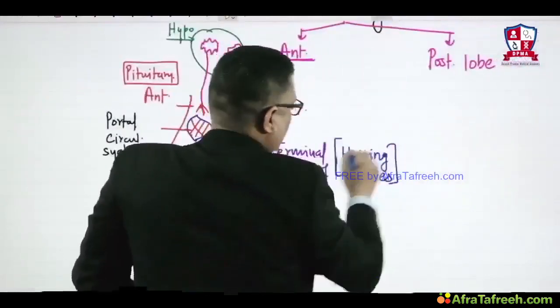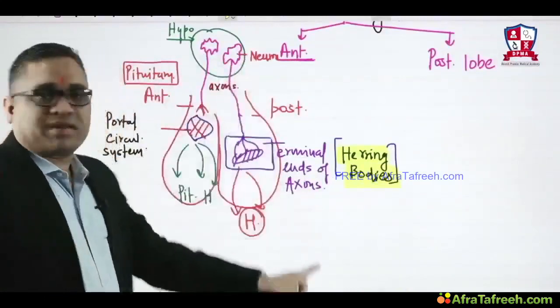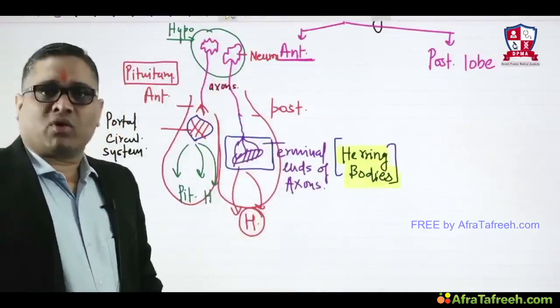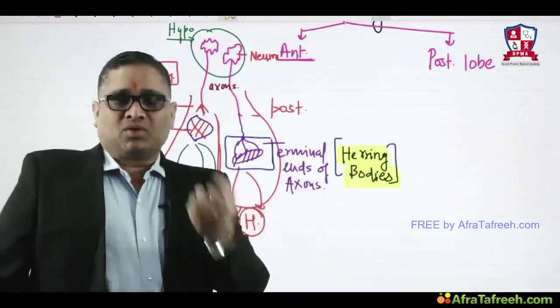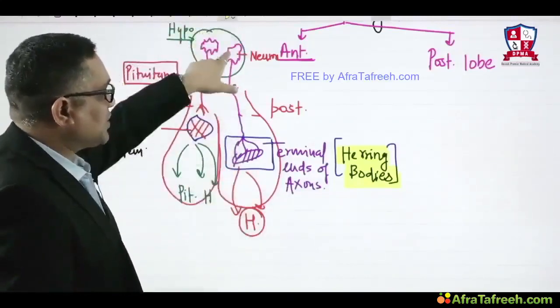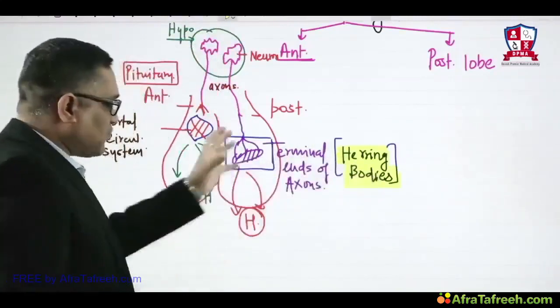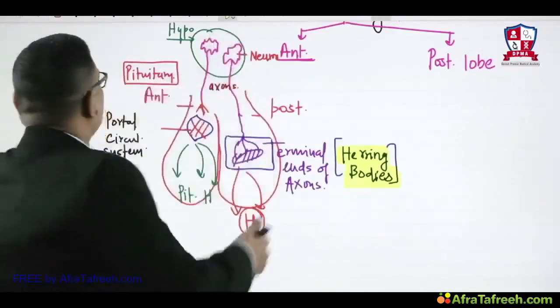Where will you see Herring bodies? In the posterior pituitary. What are Herring bodies? These are the terminal ends of the neurons, the terminal ends of the hypothalamic neuron. You can see hypothalamic neuron terminal ends forming Herring bodies which will be releasing posterior pituitary hormones. So this is how we can see the anterior lobe and posterior lobe.